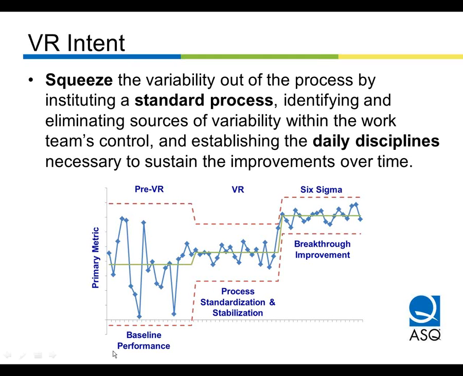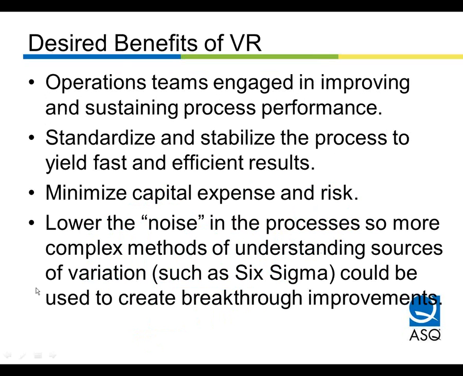And you can see that presented here in this graphic where the variability looked pre-variability reduction implementation, much like process A. Variation reduction then squeezed that variability out of the process, got some standardization and stabilization in process, and allowed them then, if that new level of performance was not acceptable, to take it to a new level of performance using Six Sigma and other more advanced tool sets.